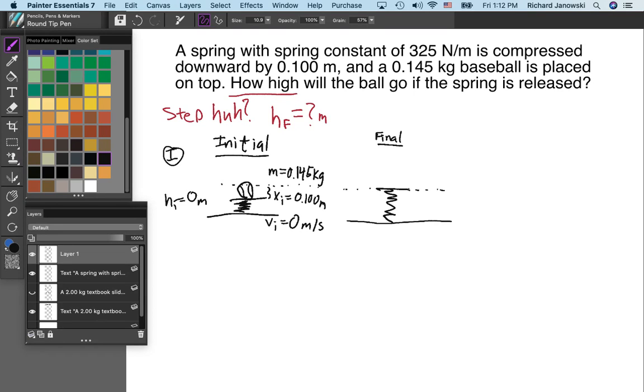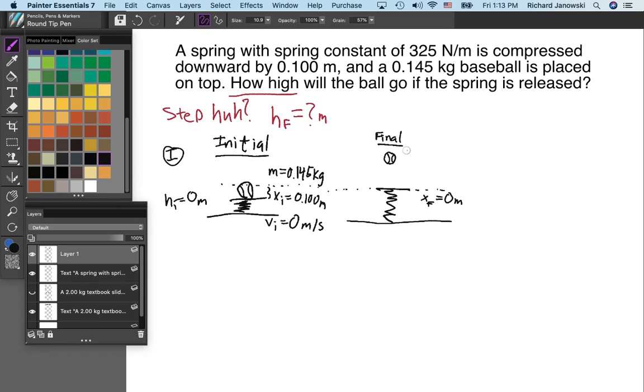Okay, so final sketch. Our spring is released. So this dotted line here represented the height that the spring just wanted to be at. That's what's called its equilibrium point. So now the ball is up in the air. And things to consider. The mass, that hasn't changed. I'm not rewriting that. X final. The spring is no longer compressed. There is still a spring, but it's not compressed. So X final, the compression of the spring is 0.